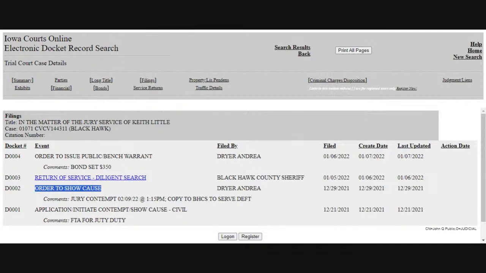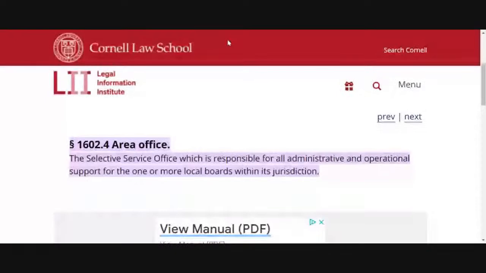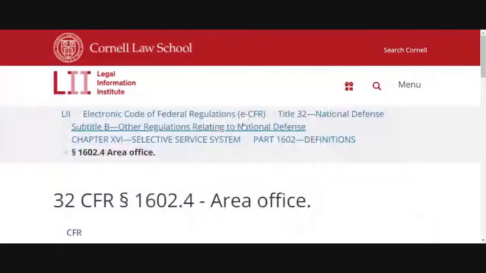And the selective service is responsible, as we said earlier, 32 CFR 1602.4, area office, national defense, other regulations relating to national defense, selective service system. According to the record, there is a selective service number for Keith Orland Little.